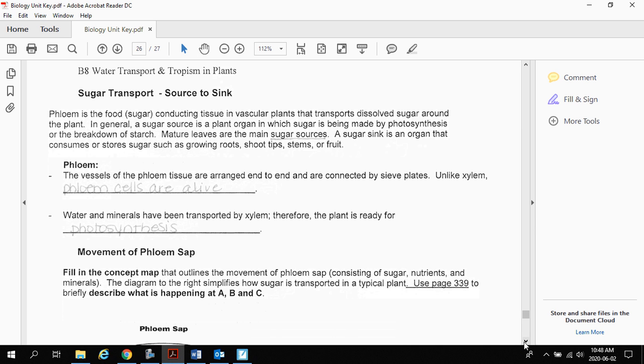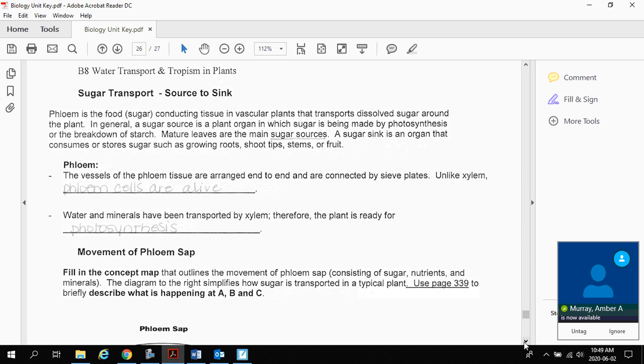Within our vascular bundle, the vessels of phloem tissue are arranged end to end, and they're connected by sieve plates. You can think of them kind of like xylem, but they're not open tubes. They have these things called sieve plates in between them, and they're kind of like a strainer. I don't have a good analogy off the top of my head, but they're kind of like a strainer. If you have a straw, like we had in xylem, and it has ends on it that have little pores or openings within it, those are the sieve plates. But unlike xylem, phloem cells are actually alive.